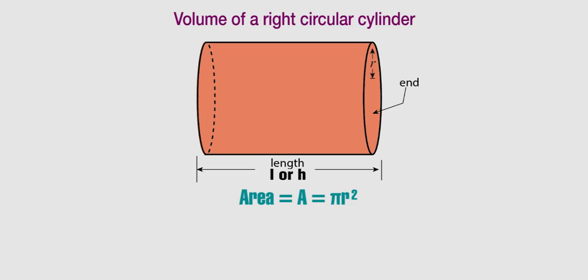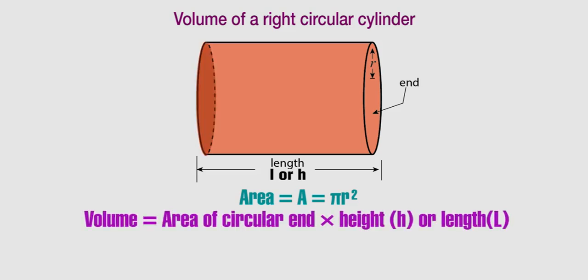pi is a constant. The volume of the cylinder is therefore obtained by multiplying the area of one circular end by the length or the height. So we have volume of a cylinder equals area of circular end multiplied by the height or the length. And that will give us V equals pi r squared multiplied by h.